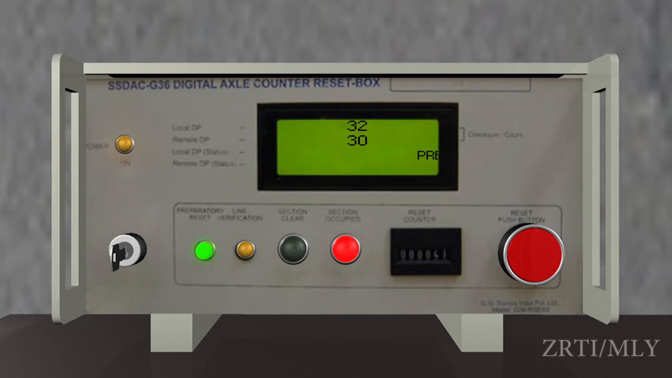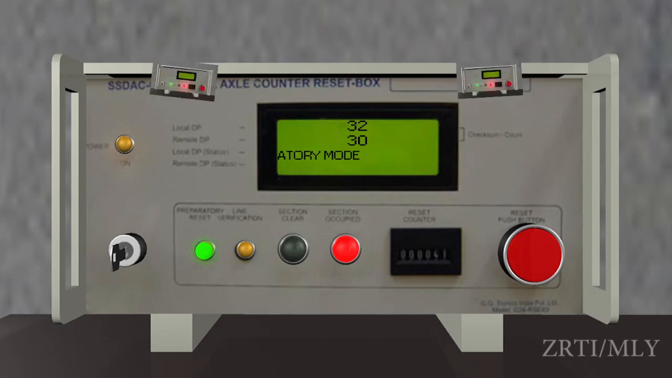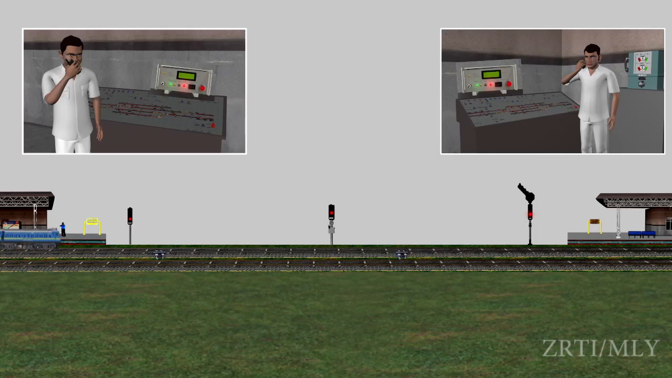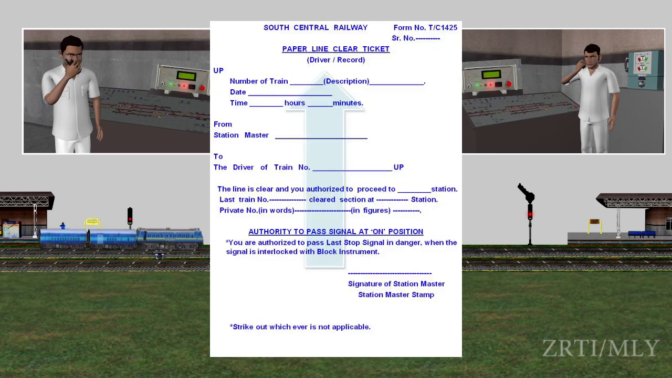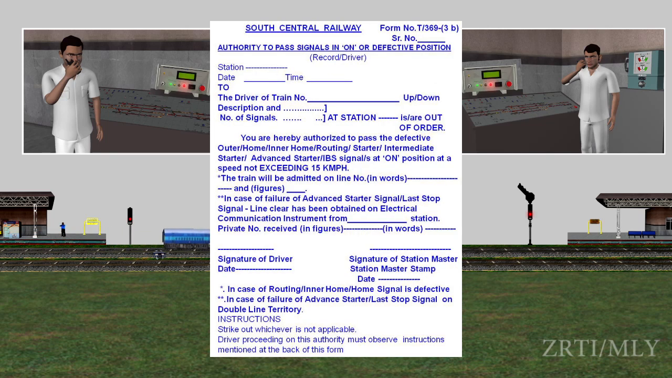The flashing indication will become steady and block instrument goes into preparatory mode. The display in the axle counter box also will show preparatory mode. In the preparatory mode, one train will be sent by issue of written authority PLCT and T369 3B.